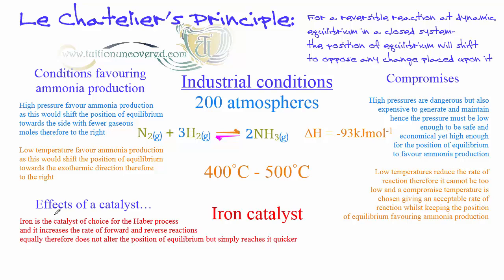The catalyst increases the rate of forward and reverse reactions equally, i.e. it does not alter the position of the equilibrium, but simply reaches the equilibrium a lot quicker. So the catalyst doesn't change the position of equilibrium, increases the forward and the reverse reaction equally, therefore reaches the position of equilibrium more swiftly.